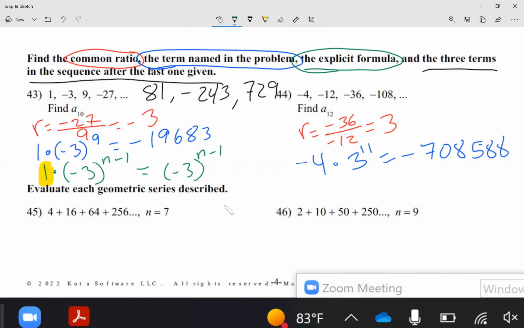Now let's find the explicit formula, right? In green, I'm gonna ask for the explicit formula. The way I do this, I go -4, which is the first number, times 3, which is the ratio, to the n minus 1.